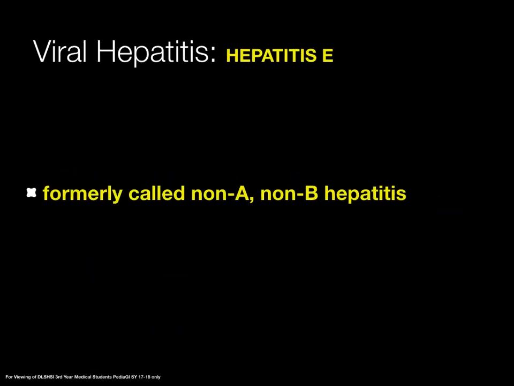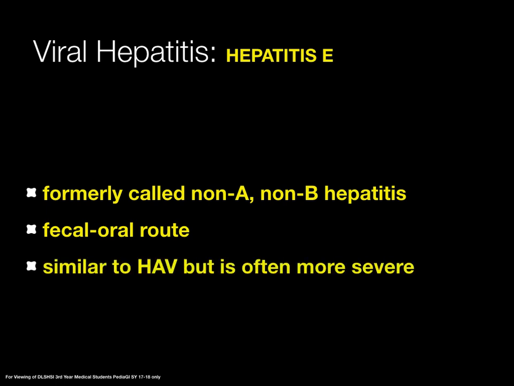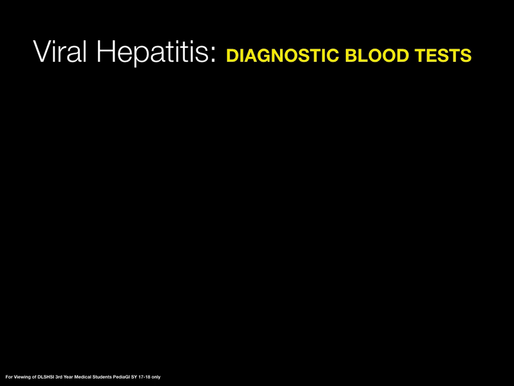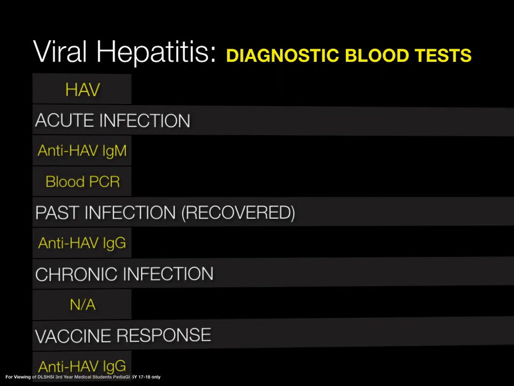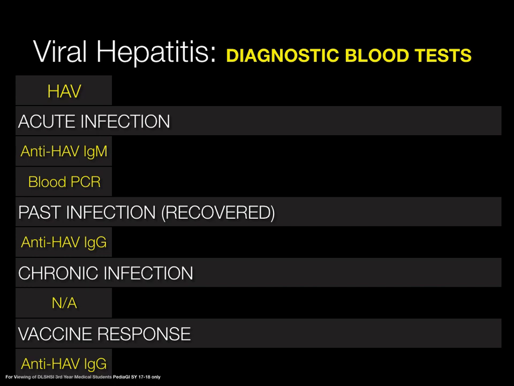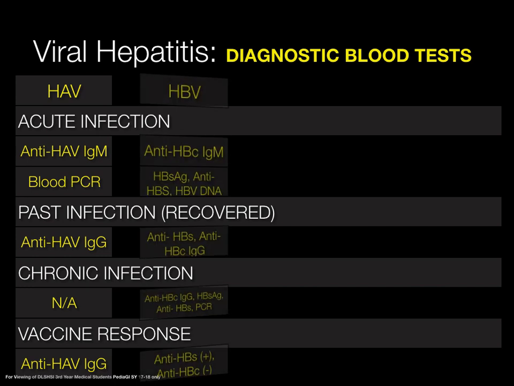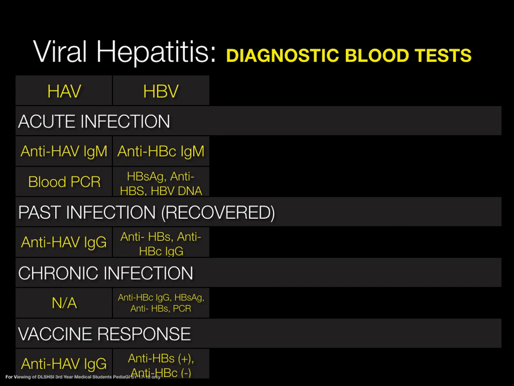Hepatitis E, formerly called non-A, non-B hepatitis, is transmitted like hepatitis A, through the fecal-oral route. It is similar to HAV in symptoms but is often more severe. Diagnosis is made by requesting anti-HEV IgM and IgG. Here is the summary of diagnostic blood tests to be done for the different viral hepatitis. Kindly read this slide.